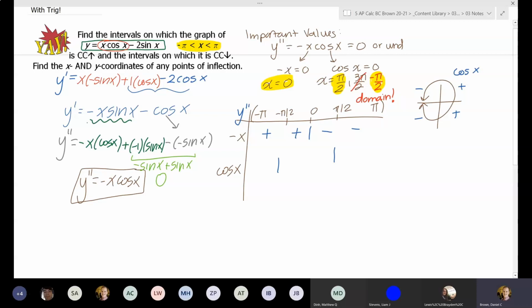From negative pi to negative pi over 2, that's quadrant 3, cosine is negative. From negative pi over 2 to pi over 2, that is the right half of the circle, cosine is positive. And then from pi over 2 to pi, quadrant 2, cosine is negative. So what is your second derivative doing overall? We have a negative interval, a positive interval, a negative one, and then a positive one.